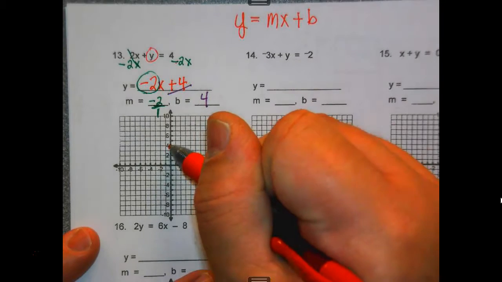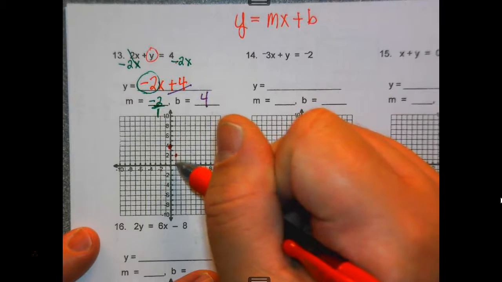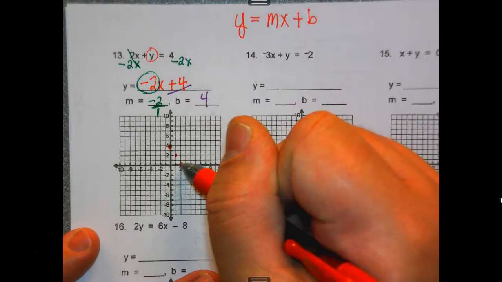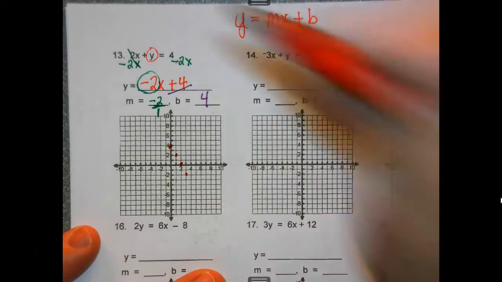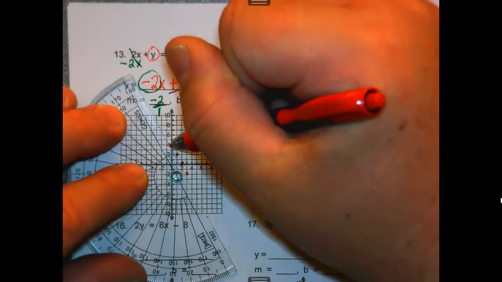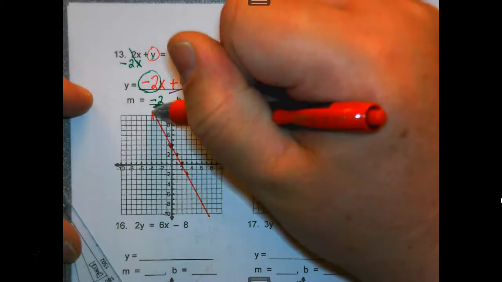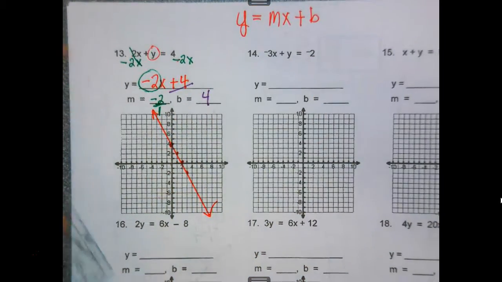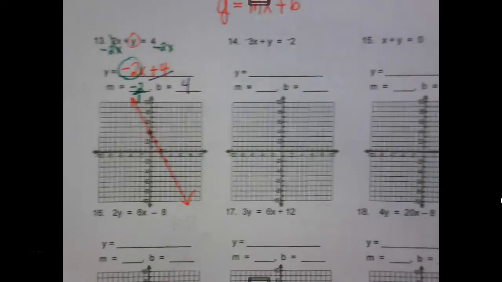Positive 4. Slope is negative 2 to the right 1. Use a straight edge. Some of these get hard, especially when you get into fractional slopes.